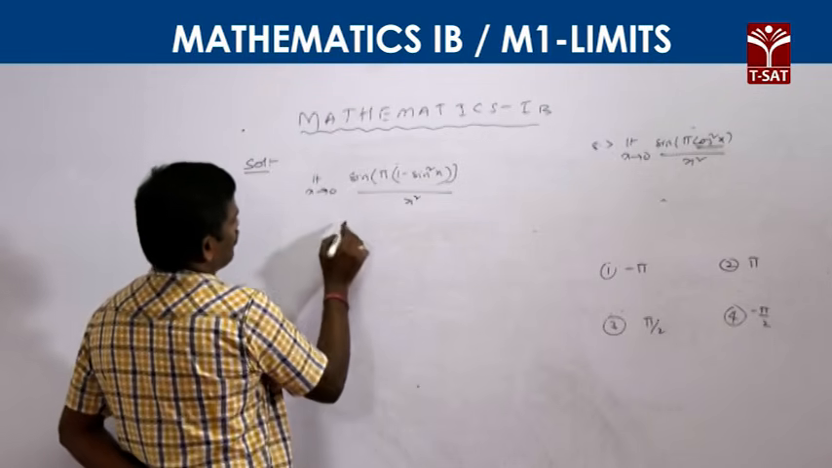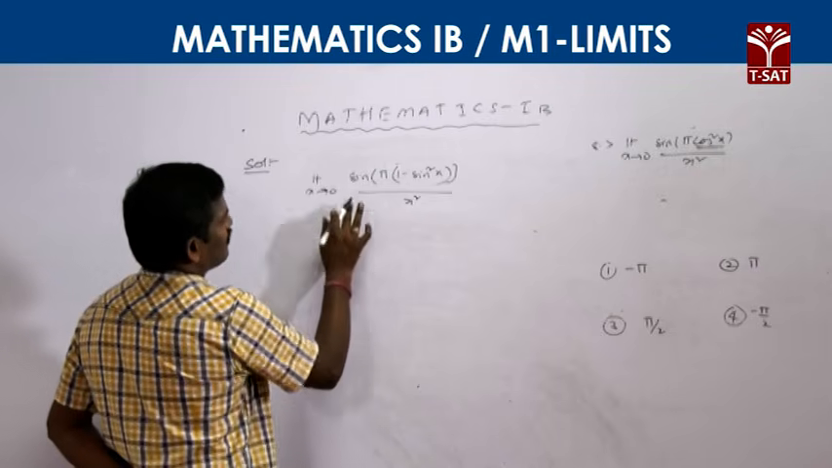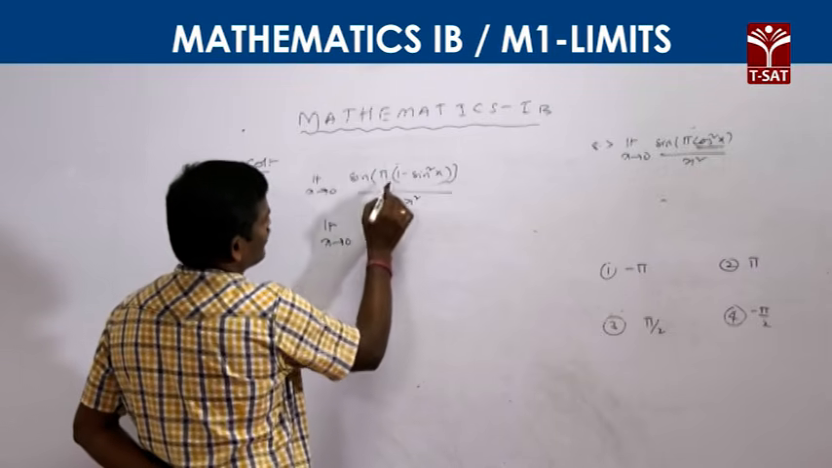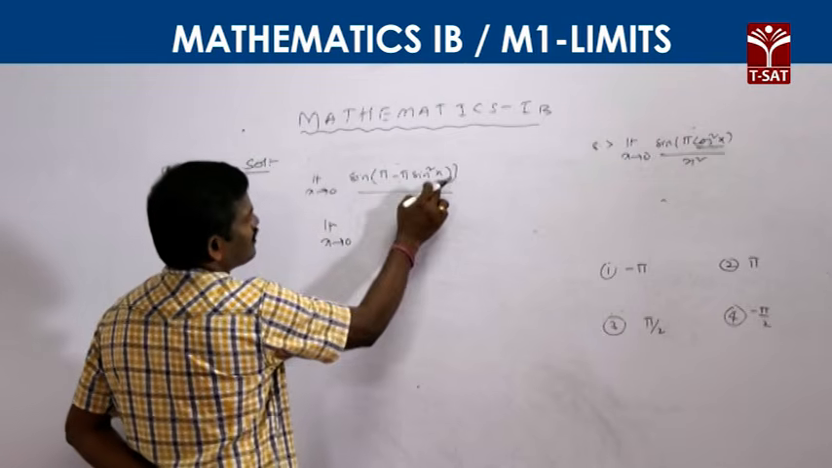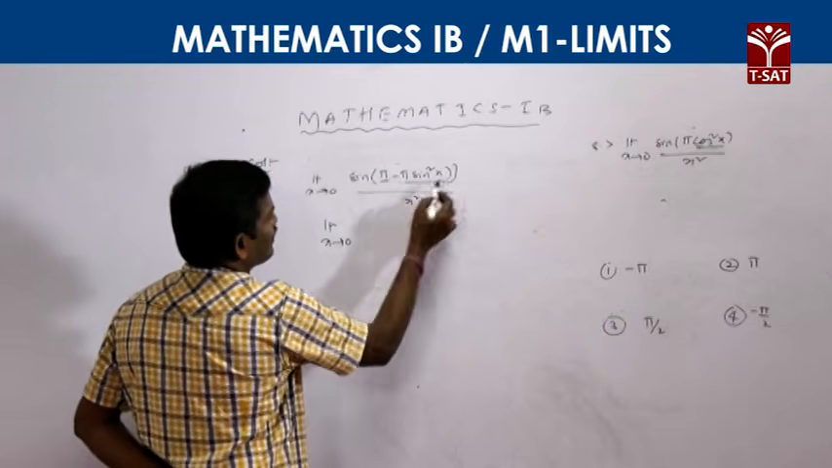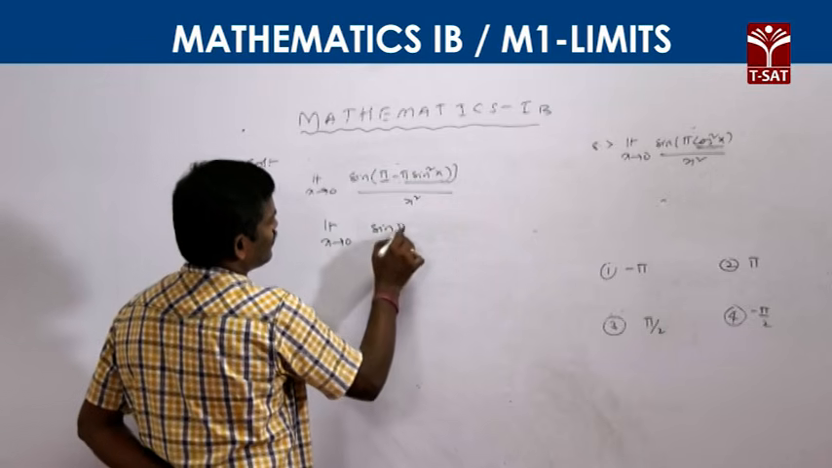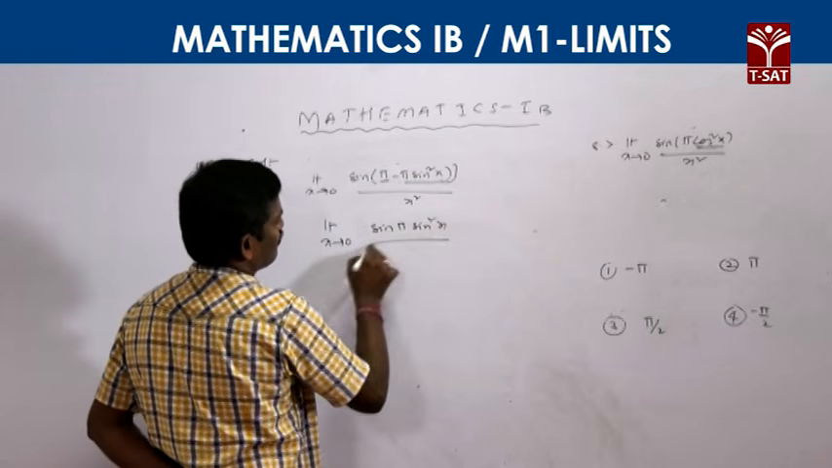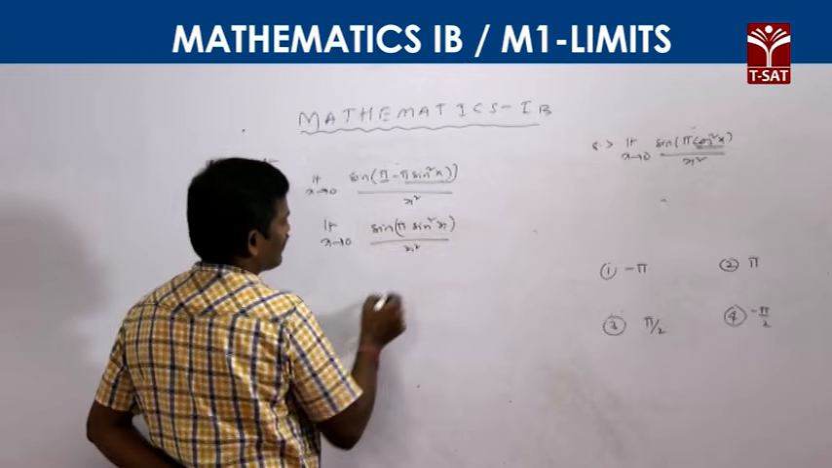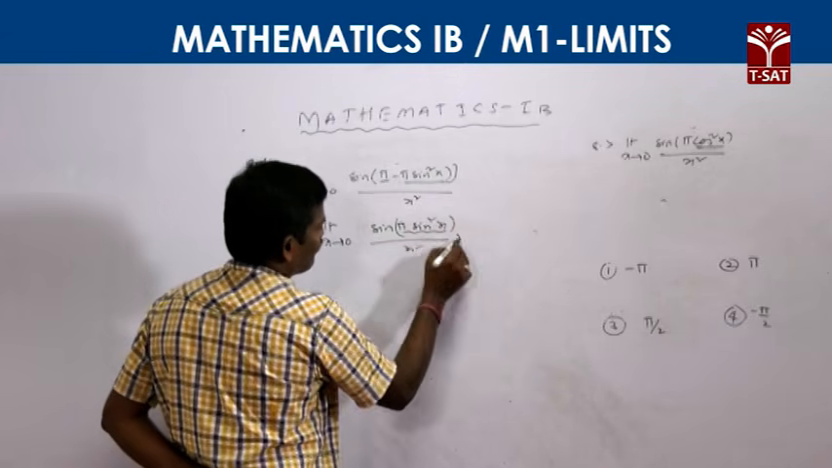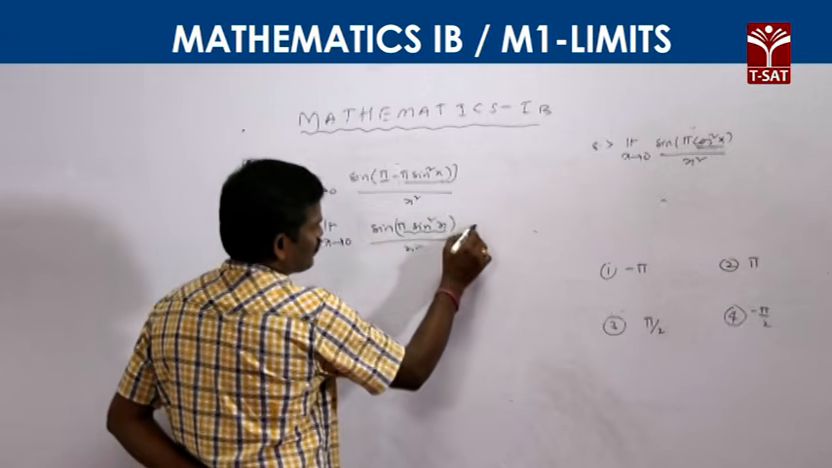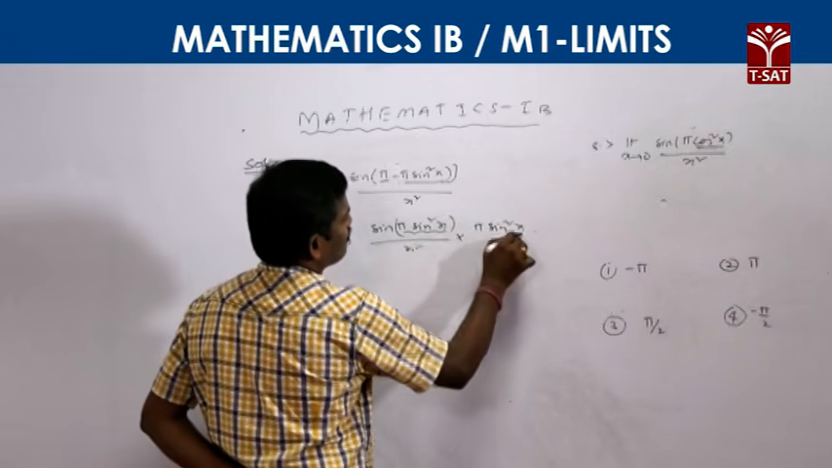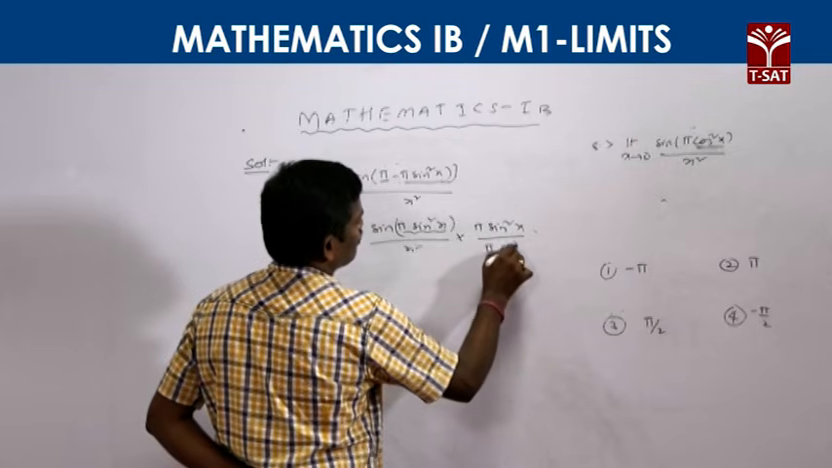Next, limit x tends to 0, sine of 180 minus theta. Here it is pi, so pi minus pi sine square x you will get. Sine of 180 minus theta is what? Sine theta only. That is sine of pi sine square x by x square. So we need to get one standard form. We multiply and divide this complete value by pi sine square x.